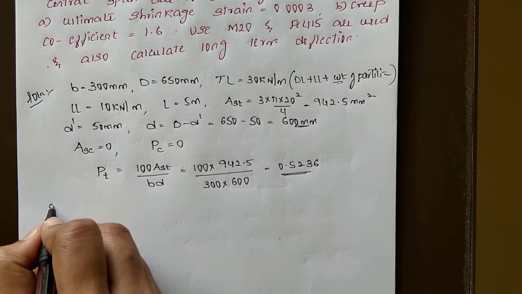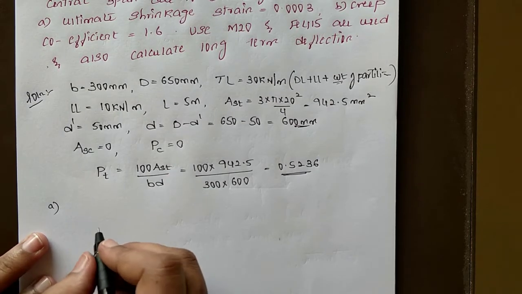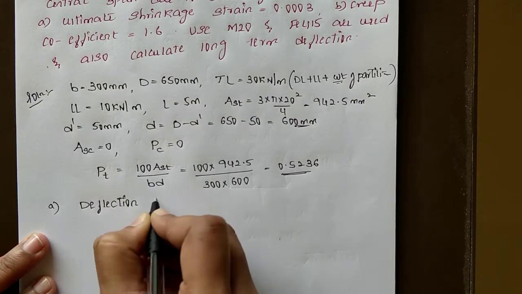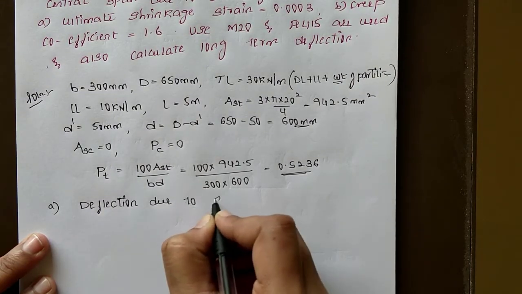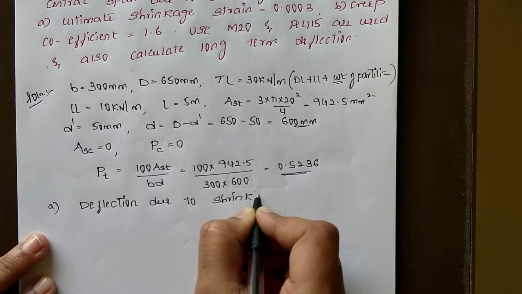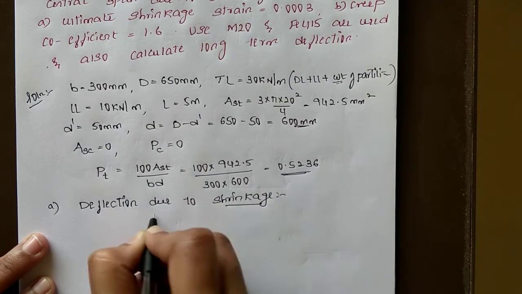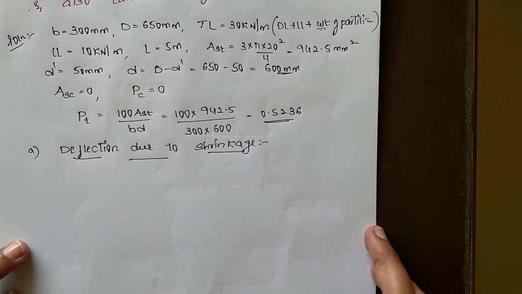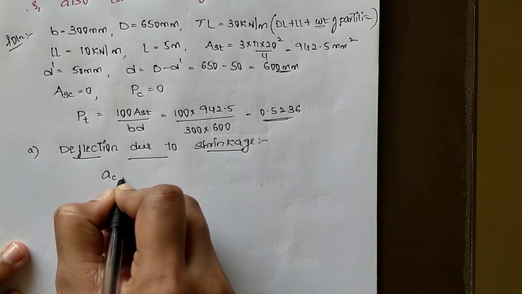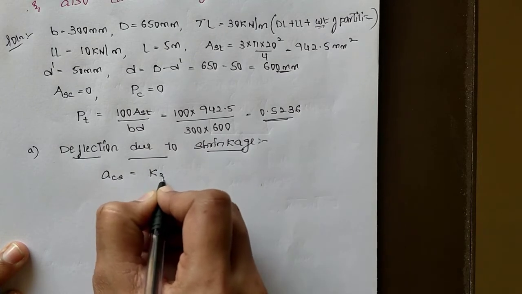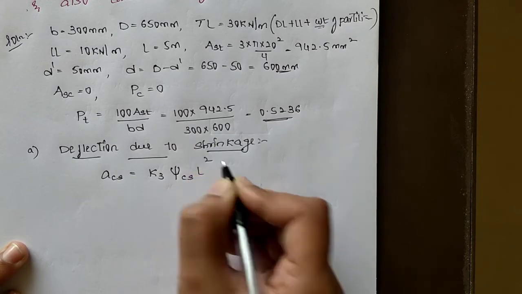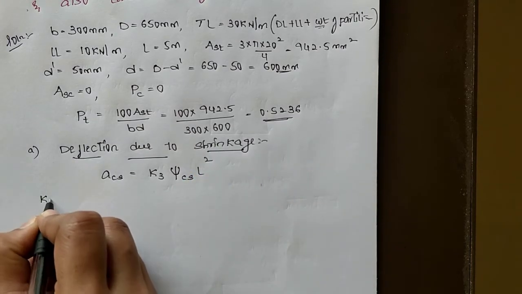Okay, this is your given data. The first thing you need to calculate is deflection due to shrinkage. The formula, everything, is in Annexure C, page number 88 of IS 456. The formula to calculate deflection due to shrinkage is given by acs equals to K3 into xi of cs into L square. First you calculate the K3 value.